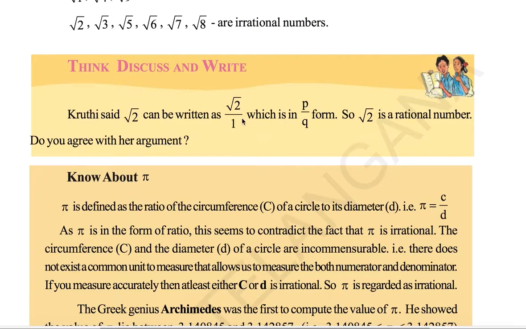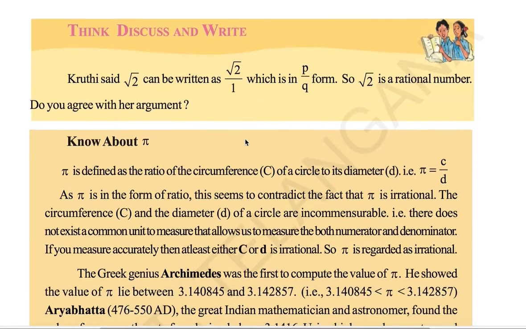Kruti said root 2 can be written as root 2 by 1, which is p by q form, so root 2 is a rational number. Do you agree with this argument? No. Why? See, it should be in p by q form where p and q are integers. Root 2 is not an integer.